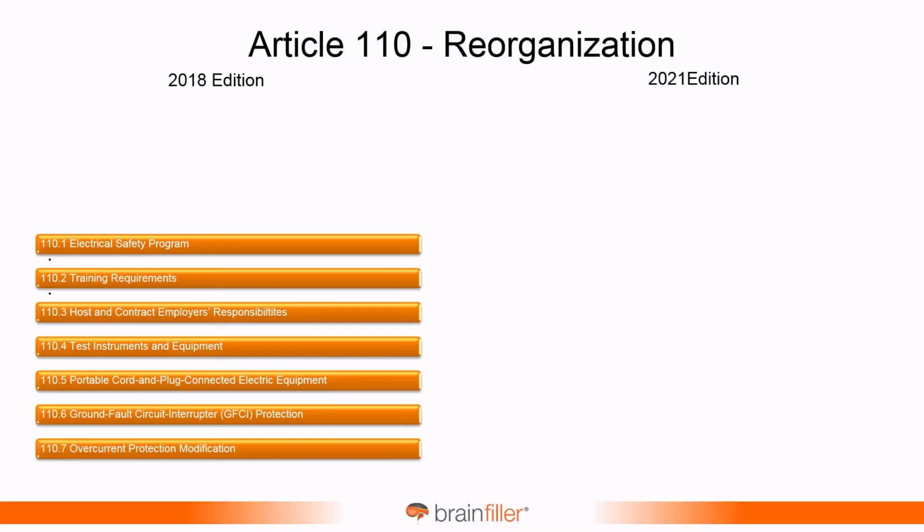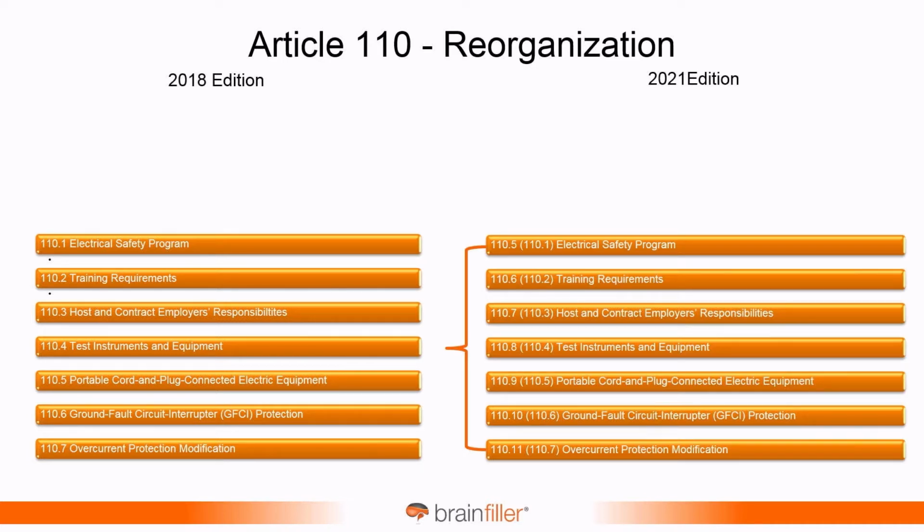So as part of this reorganization, we have the original sections on the left. We have 110.1 through 110.7, and that's what we had. Well, with the 2021 edition, we still have these same sections, but now they're from 110.5 up through 110.11. So they have different numbers. And so you may be thinking, oh, so what about 110.1 through 110.4? What's going to fill that space in?